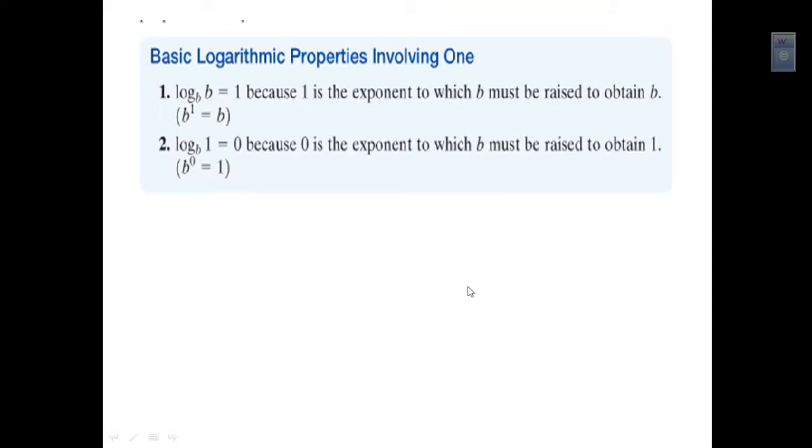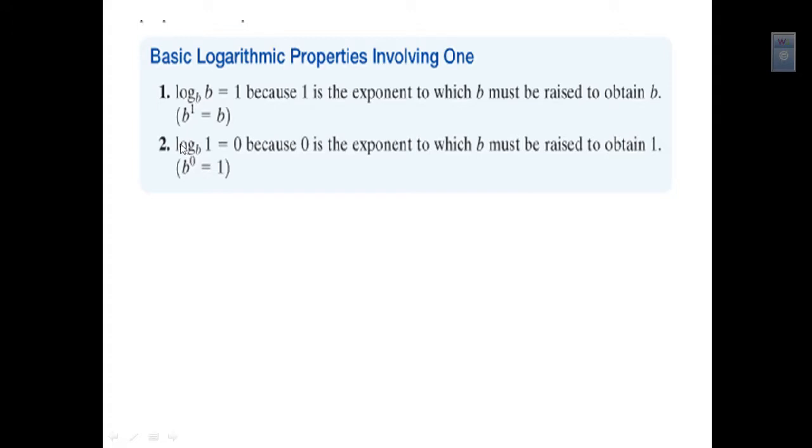Now, some basic properties of logarithms that involve 1 is this one. The first one here, log base b of b equals 1. As long as these two numbers are the same, it equals 1. Because remember, what are we asking? We're asking what power do I raise this base to get this number right here. So b to the first power equals b. Therefore, the answer is 1.